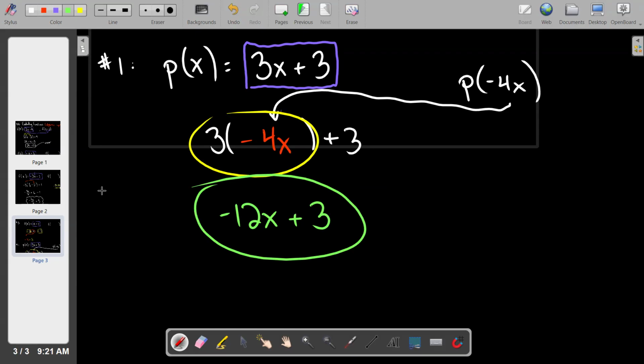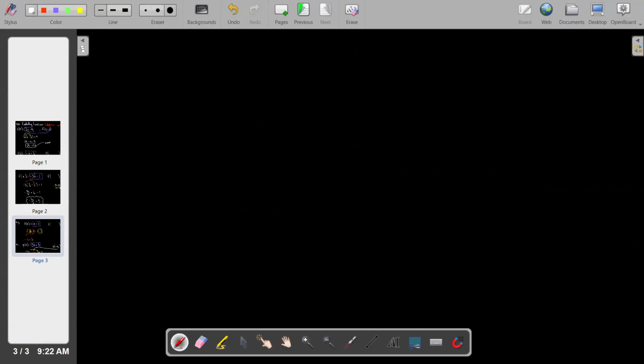You got it? You want to do another one together? Problem number 2. In problem number 2, the function is this. I'm just going to save a little time here. It's 2x, that's where x used to be, plus 1. And what are we feeding into that opening? Nice job.